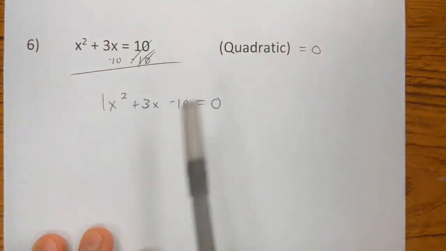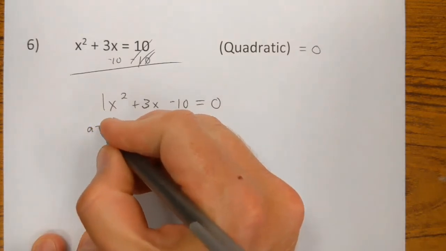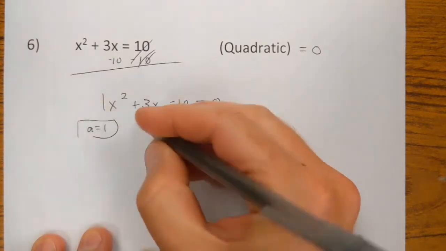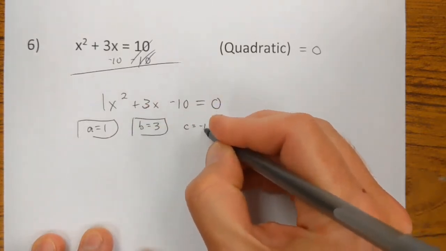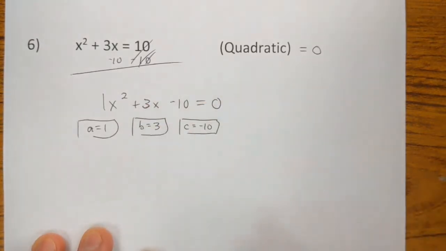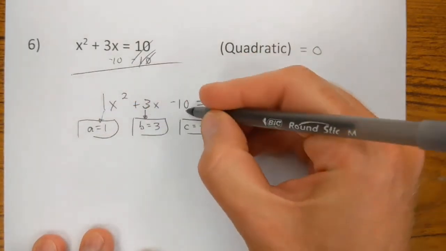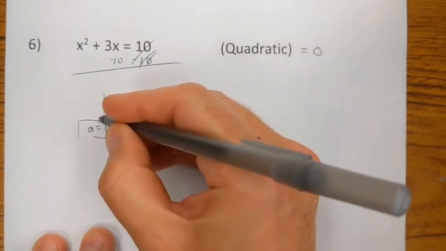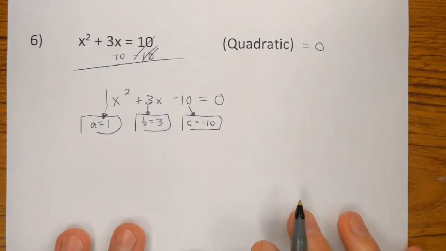So I'm going to put a coefficient of 1 in front of this x squared. And what you can say is that a is equal to 1, b is equal to 3, c is equal to negative 10, just using these coefficients here. And quadratic equations always have two solutions.